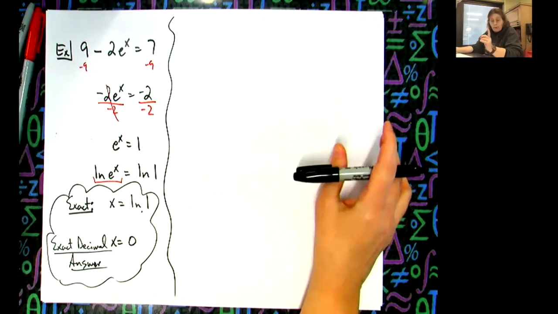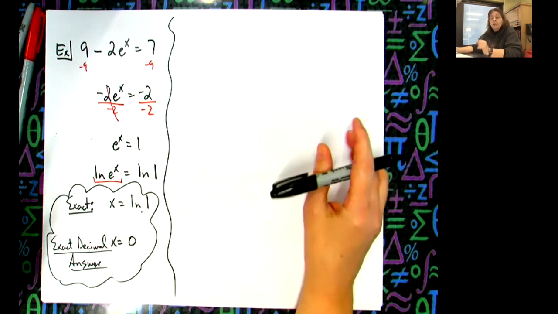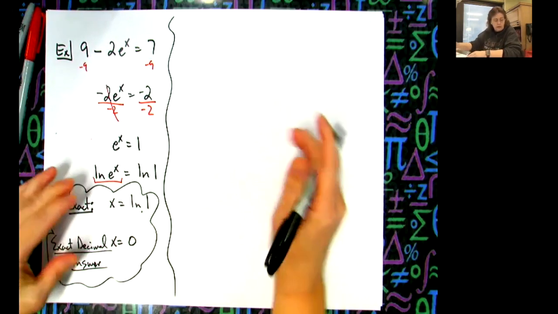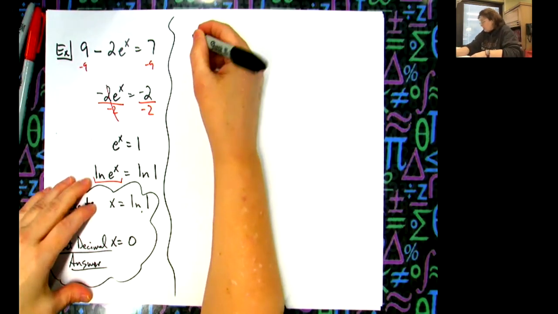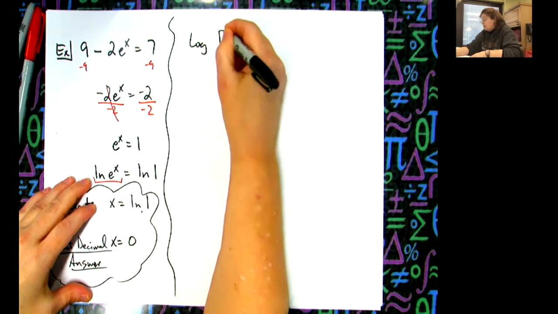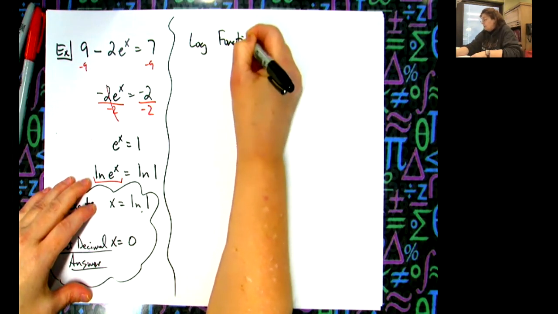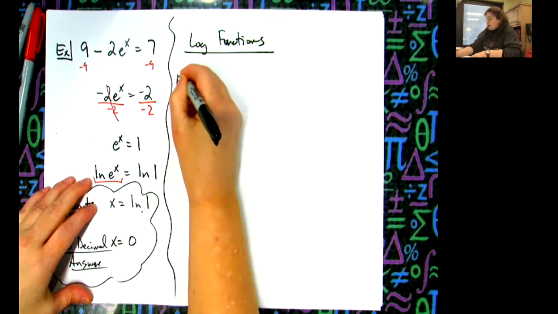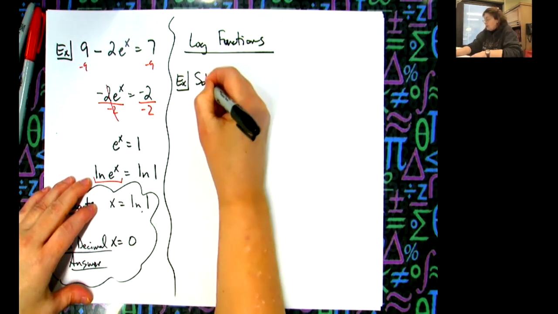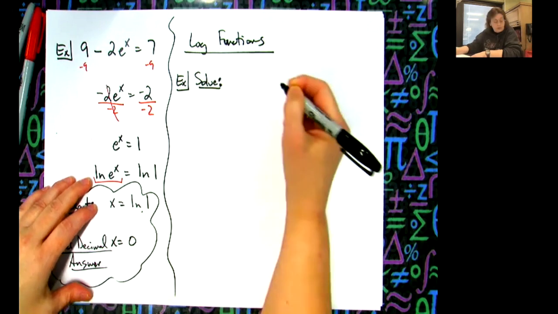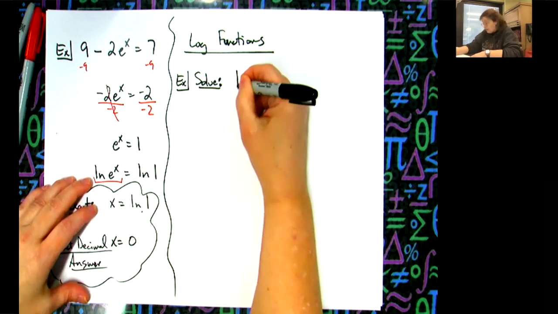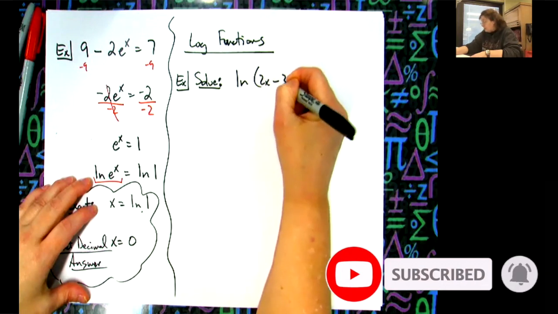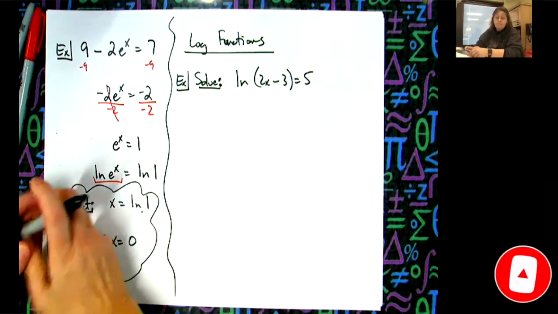Now I want to solve one logarithmic equation by hand, just so that you know how to do them by hand. So let's review that. Let's put log functions. Let's suppose they tell you that you need to solve this by hand. Let's suppose I had natural log of 2x minus 3 is equal to 5.